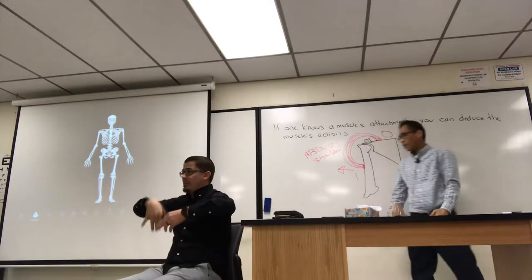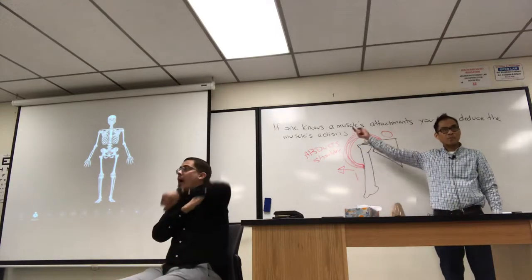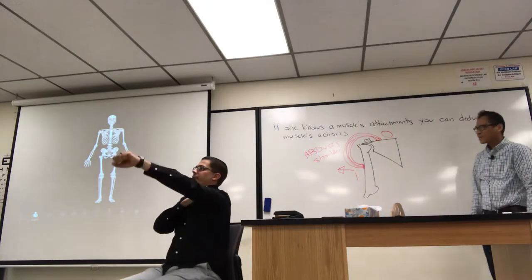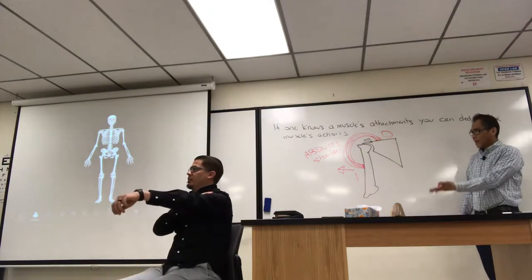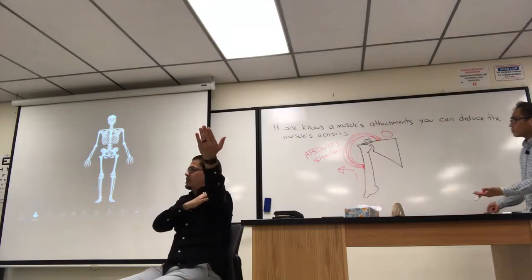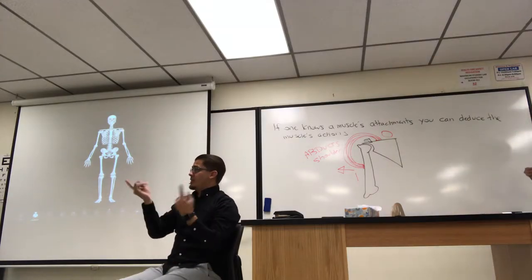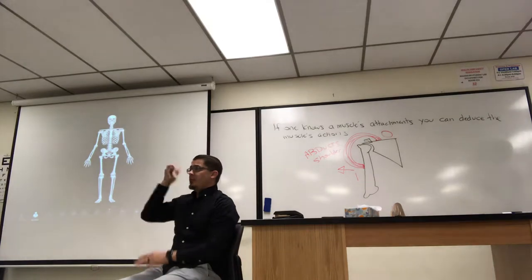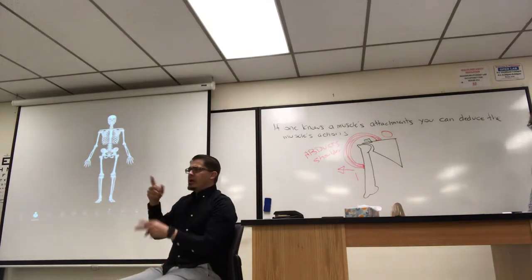That means you pull the arm out in the frontal plane, right? Does that make sense? I knew where it attaches, and I figured it out. The inverse is true. What I mean is, if you know the muscle's actions, you can deduce its attachments.